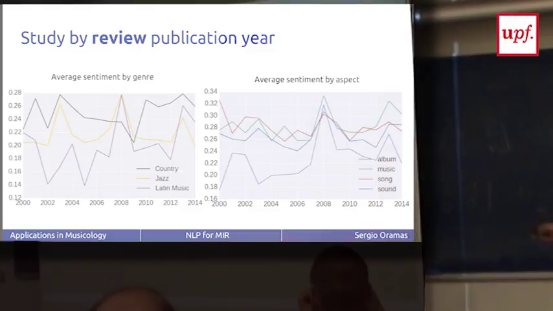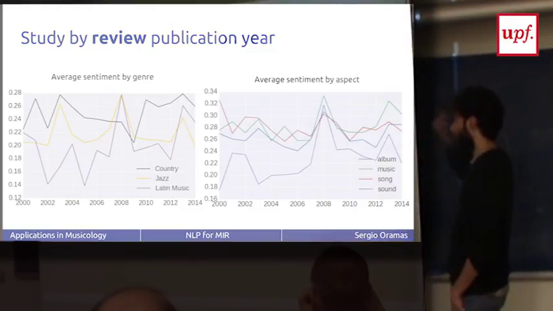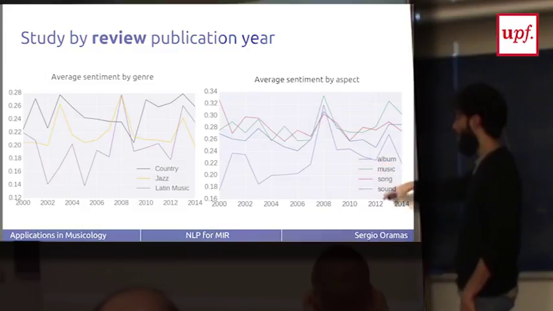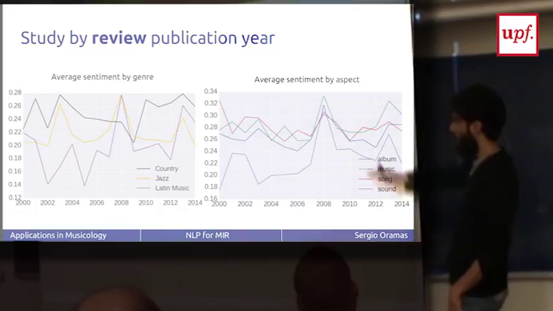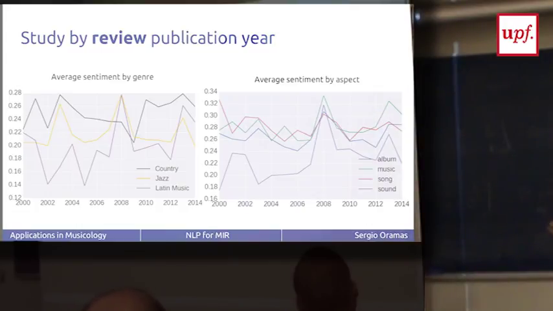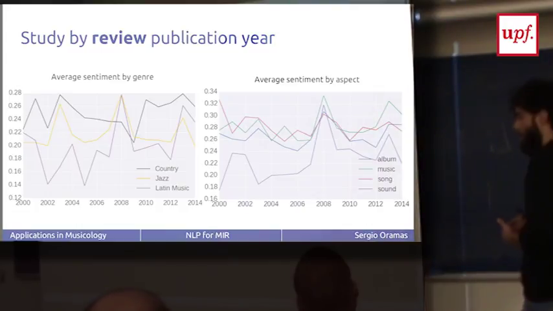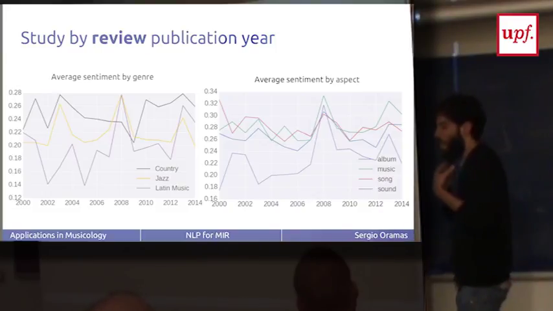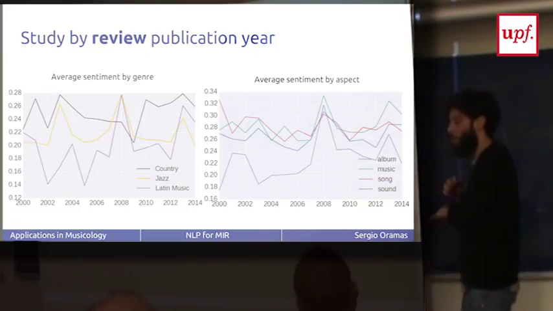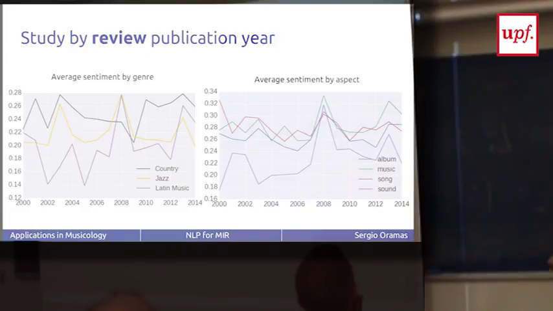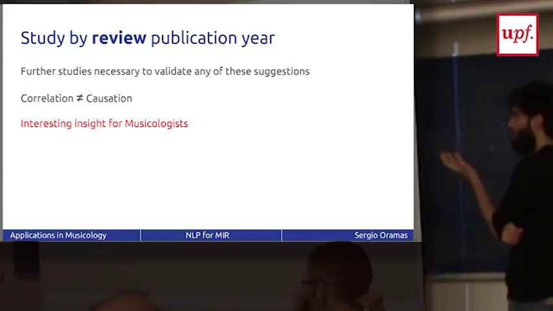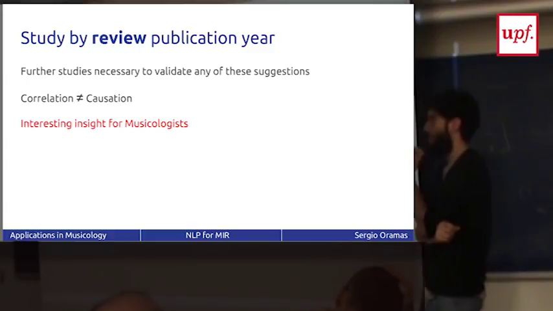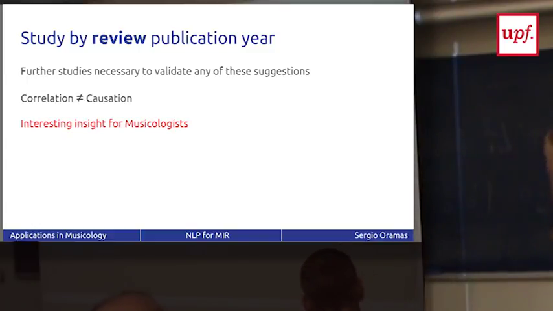2009? Okay. And if we average by aspect, as we have in every review a score for different aspects like sound, lyric, whatever, almost all the aspects have this spike in 2008. So the reviews have slightly more positive adjectives talking about them. Well, further study is necessary to validate any of these suggestions, and correlation doesn't mean causation, of course. But they are interesting insights for musicologists to study.